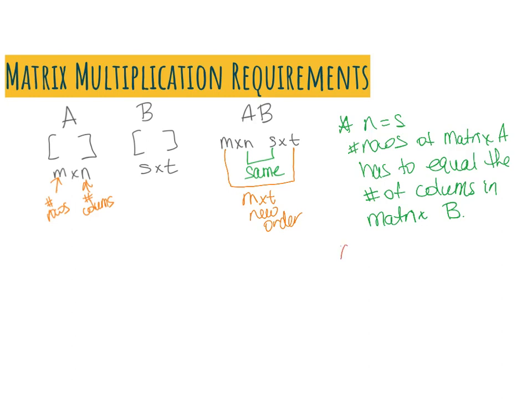If you go to do these problems, and if that n and that s do not equal, you cannot multiply the matrices together, and it is undefined. And again, when we get to doing those examples, you'll see we can't define what we're supposed to do. We hit this little wall, and it's like, I'm stuck. I don't know what to do, right? And lastly, that m times t is going to give you your new order.